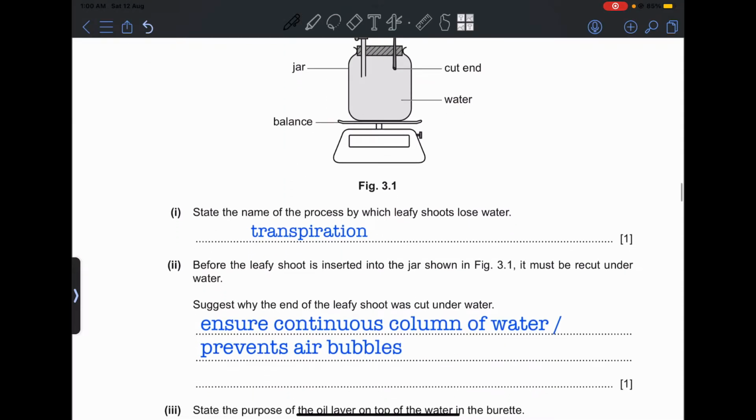Double I, before the leafy shoot is inserted into the jar, shown in figure 3.1, it must be recut underwater. State why the end of the leafy shoot was cut underwater. Of course, this is a question that comes in many exams. The answer is always to prevent air bubbles or ensure continuous column of water.